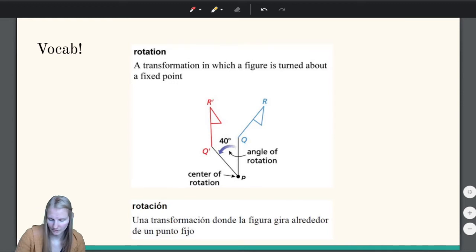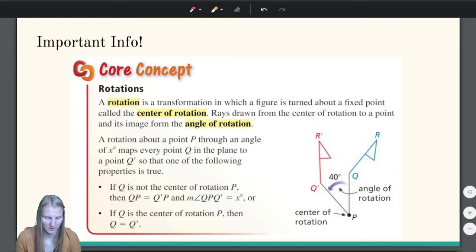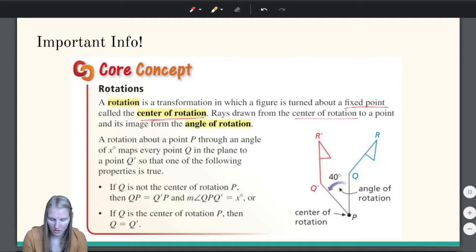Okay, so let's move on to a little bit more about rotations. So, a rotation is a transformation in which a figure is turned about a fixed point, called the center of rotation. That fixed point that it turns around is the center of rotation. The doorknob, right, when you turn the doorknob to open a door, the center of rotation is where the doorknob attaches to the door. Rays drawn from the center of rotation to a point and its image form the angle of rotation.